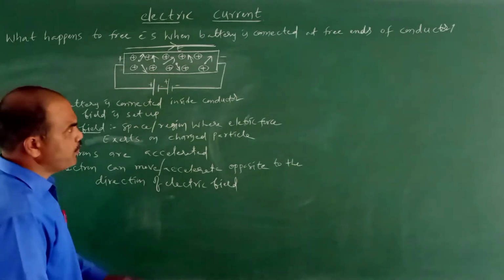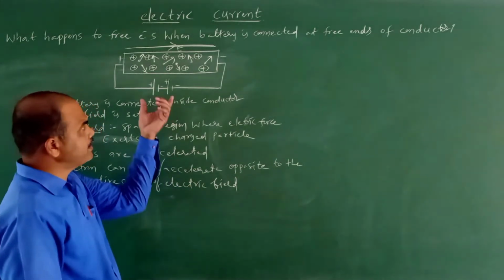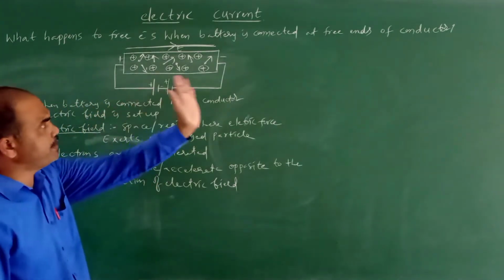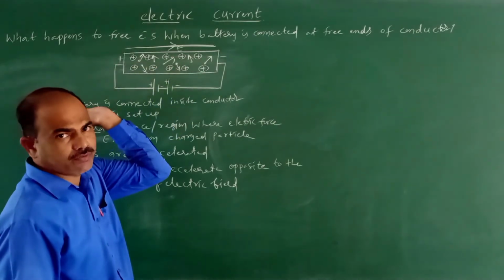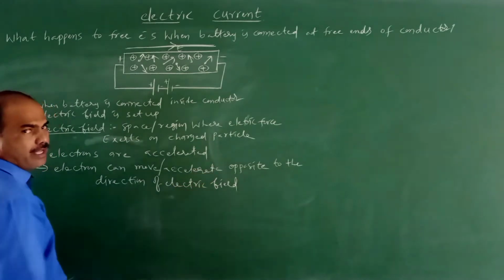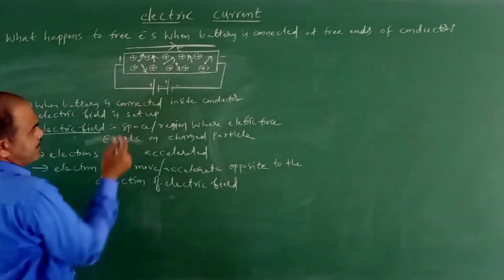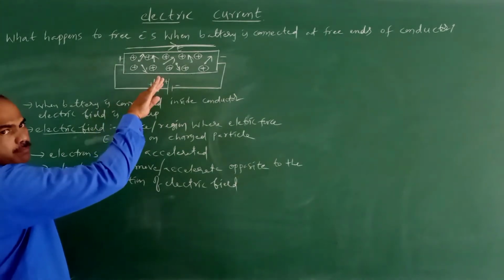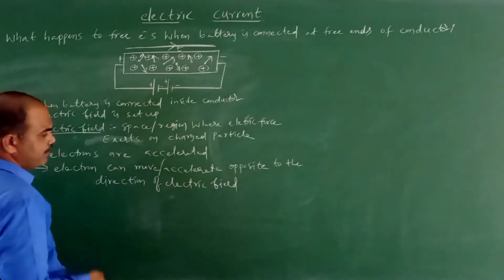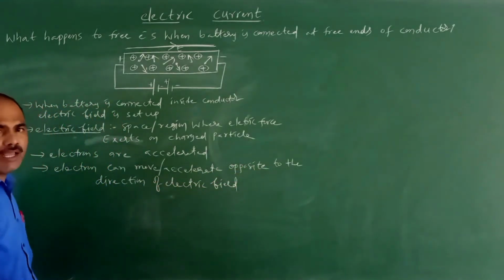If the question is asked, what is the direction of the electric field when the battery is connected between the ends of the conductor, in which direction can the electrons move? Opposite to the direction of the electric field. But the conventional direction of current is opposite to the direction of the electrons. When the battery is connected, the electric field is set up. Because of that, electrons are accelerated, and they move in the direction opposite to the electric field.